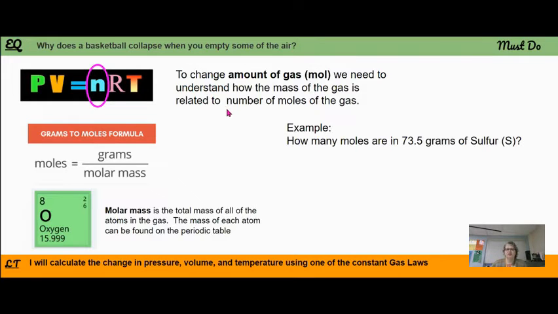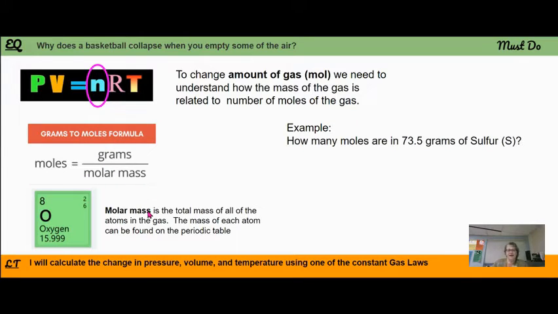Therefore, we need to understand how the mass of the gas is related to the number of moles of the gas. It's pretty simple, but it can be complicated if you haven't had chemistry. So for grams to moles, or moles to grams, you're going to take the number of grams that they give you and divide it by what's called the molar mass.